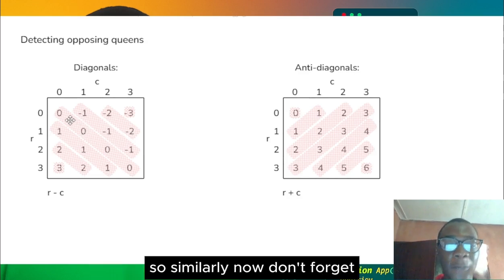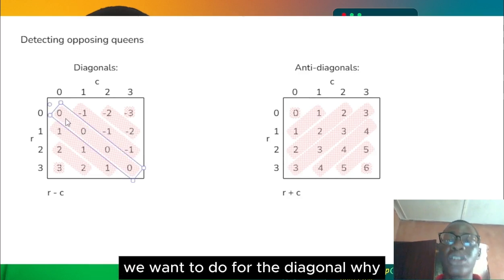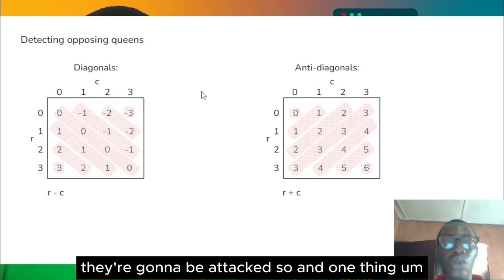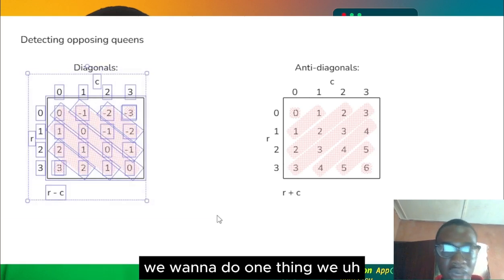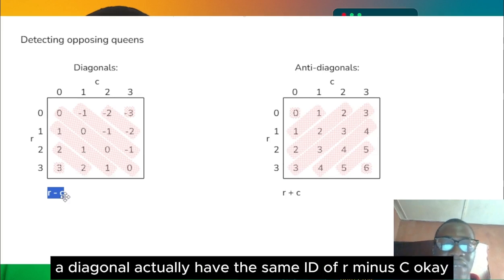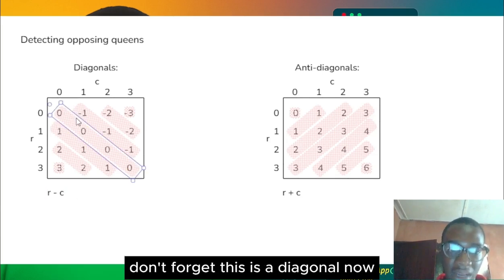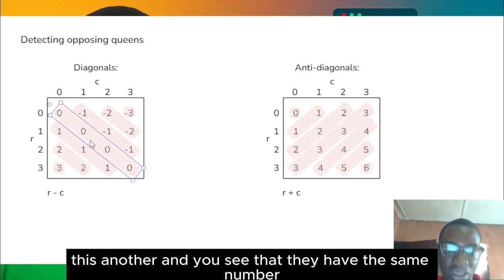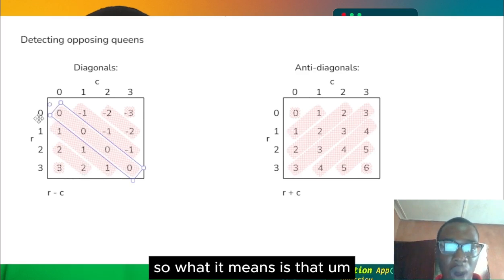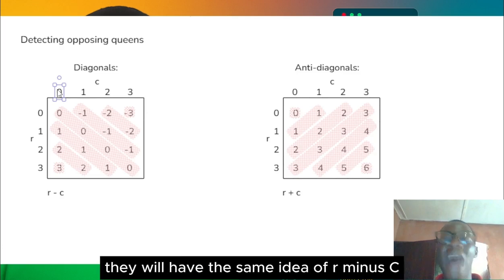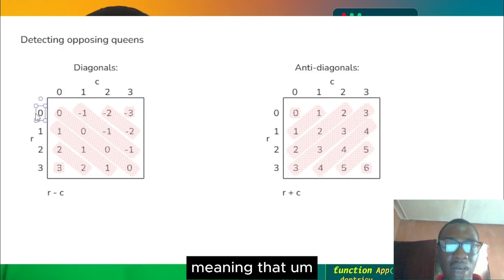Similarly, just like we did for the column, we want to do the same for the diagonal. Why? Because if two queens are on the same diagonal, they're going to attack each other. One thing we observe mathematically is that each diagonal has the same ID of r minus c. Don't forget this is a diagonal, just like you can see here. This is a diagonal, this is another, this is another, and you see that they have the same number. So what it means is that you can identify the same diagonal by the same ID of r minus c, meaning that, look at this now.